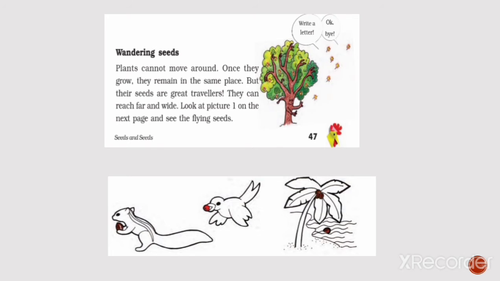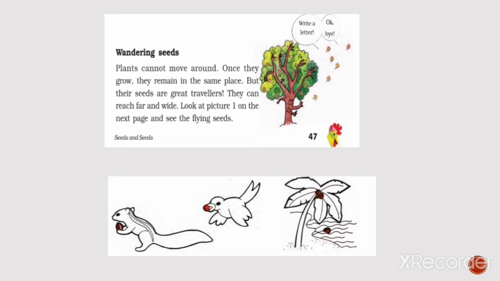Children, as you know, plants cannot move around. Once they grow, they remain in the same place. But the seeds are great travelers. They can reach far and wide. Now let's see how seeds spread to far off places.